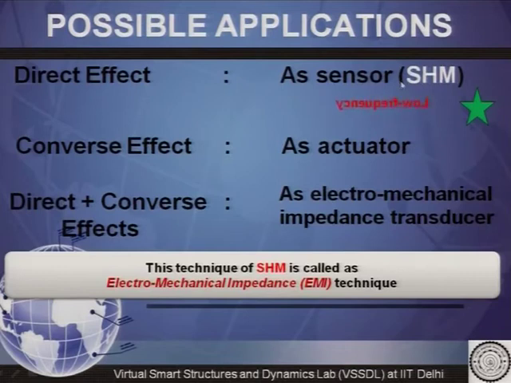In the direct effect, the frequency range is low, in the range of hertz, 5 hertz to 100 hertz, and the EMI technique is a high frequency technique in which the frequency becomes 30 kilohertz to 400 kilohertz. So, the frequency range has now changed from hertz to kilohertz in the EMI technique.